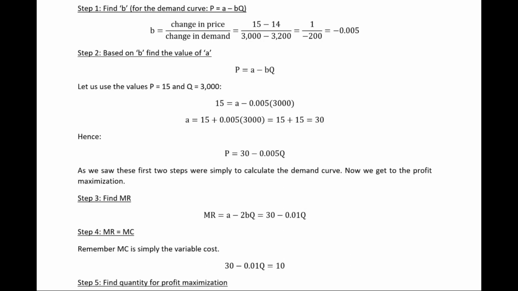So those are your steps. Find B, find A to find the demand curve. Based on the demand curve, find the marginal revenue. Put that equal to the marginal cost. Find the quantity and price at which profit is maximized, and based on that, find the maximum profit.